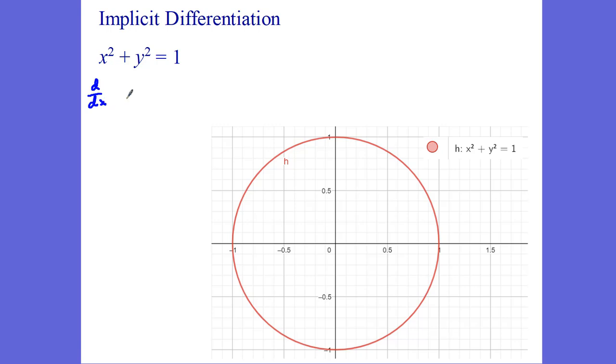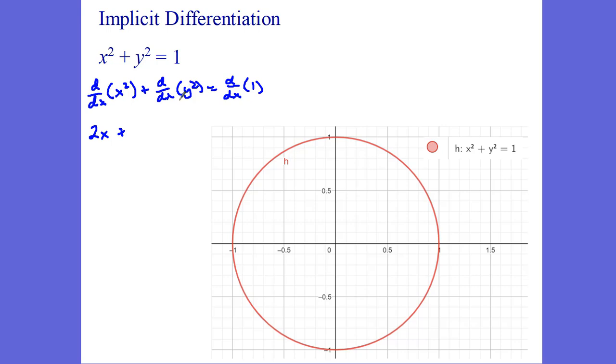We're going to do the derivative with respect to x of my x squared plus the derivative with respect to x of my y squared equals the derivative with respect to x of 1. You can see I'm taking the derivative of everything on both sides of the equation. So what's the derivative of x squared with respect to x? It's just 2x. Really, it's 2x dx over dx. The dx over dx cancels out.